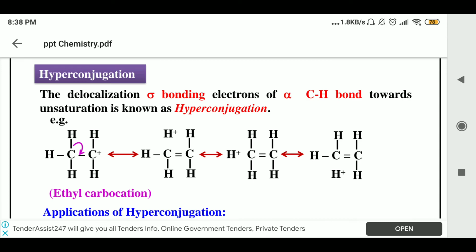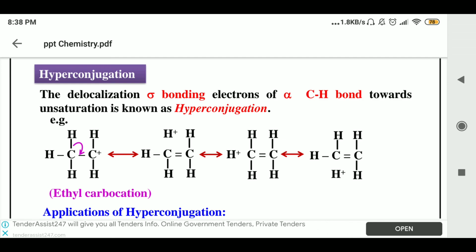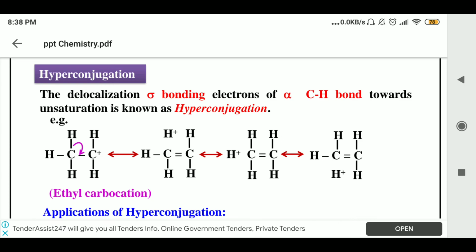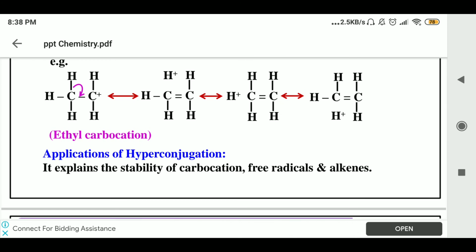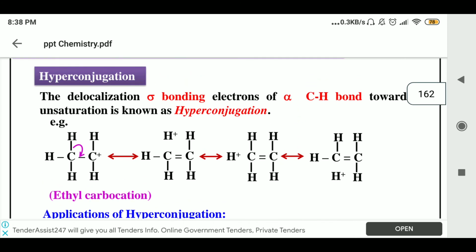There is a partial positive charge, but when the bond gets shifted, it results in the formation of a double bond, and the positive charge on the carbon gets terminated, with removal of an H plus ion, hence resulting in the formation of ethene. So these are the resonating structures, and the application of hyperconjugation is that it explains the stability of carbocations, free radicals and alkenes. Guys, take a snapshot and understand what is actually going on.